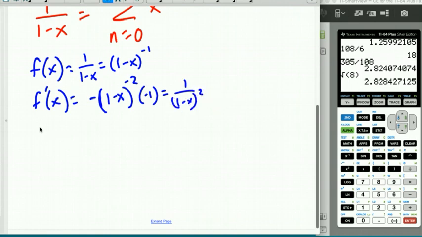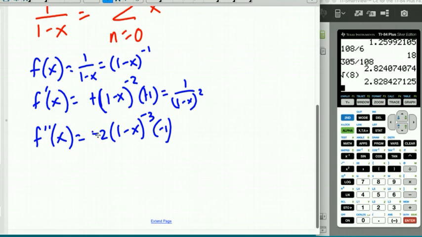right? And then your f double prime of x would be, so here, these two together would net positive. So it would be a negative 2 times this thing to the negative third, but again times the negative 1. So again, they'd net positive, so you'd get a 2 over this thing to the third. And then if you kept going, you could keep doing this forever.